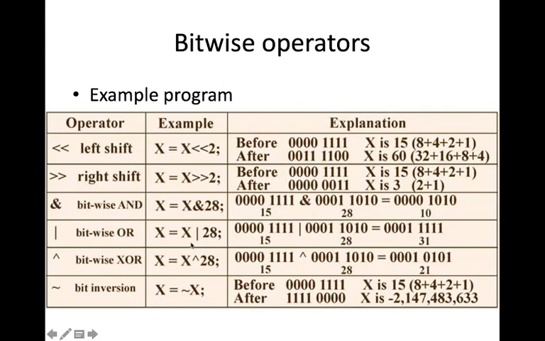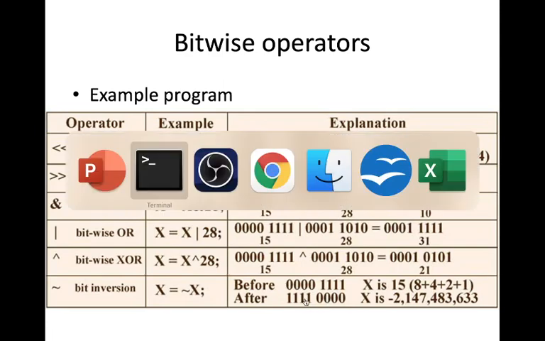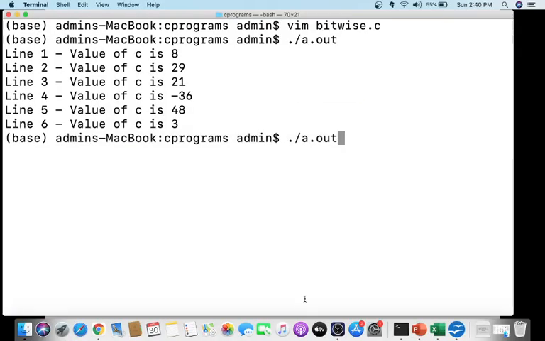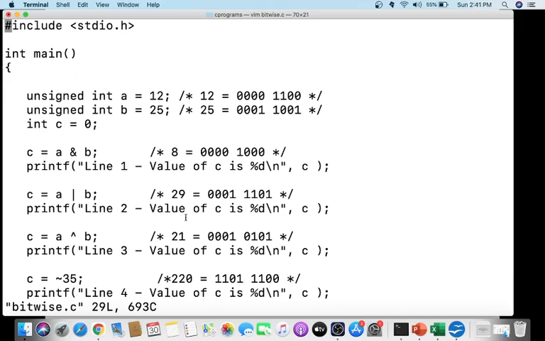Similarly, we have already seen bitwise OR and bitwise XOR. And for bitwise inversion or complement, we take the opposite. If it is like this, after it will be like this. So 1 will be changed to 0 and 0 will be changed to 1. We will see an example program. We will take the same program, so we will understand this.